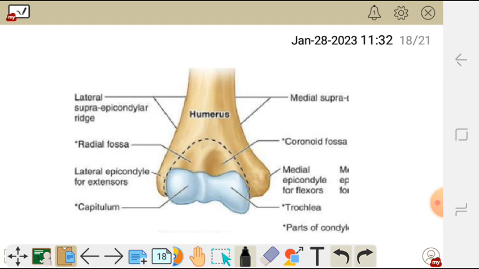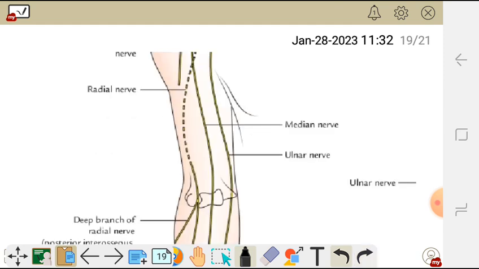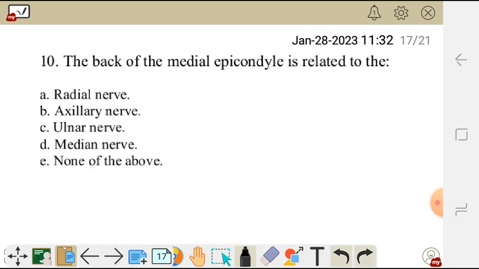This part, the epicondyle, is related to the ulnar nerve. You can see the ulnar nerve passes near the epicondyle. All these other nerves are passing in the middle of the bone, but the back of the medial epicondyle is related to the ulnar nerve. That's the nerve which is passing near the medial epicondyle. The lateral epicondyle is this side, and the medial epicondyle is this side. So it is the ulnar nerve. So the correct answer for question 10 is C. The ulnar nerve is related to the medial epicondyle.